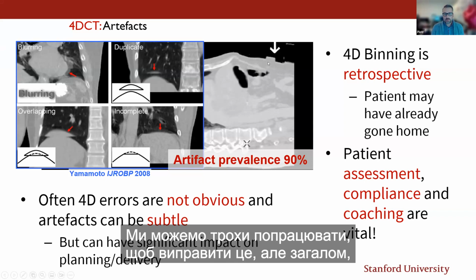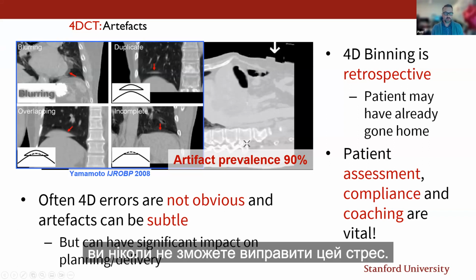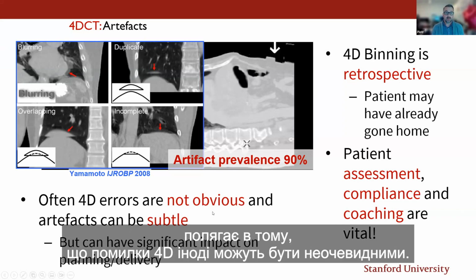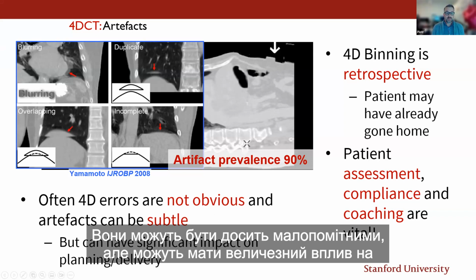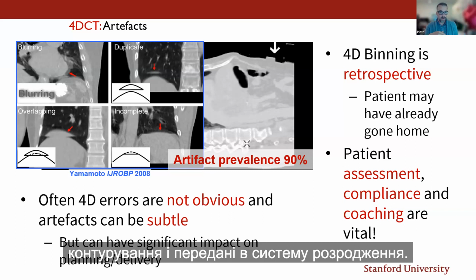There's a little bit of work that we can do to fix them, but in general, if a patient just didn't breathe and there's missing information, you'll never be able to fix that slice. So the one caveat I want to stress is that 4D errors can sometimes be not obvious. They can be pretty subtle, but they can have a huge impact on planning and delivery, because these will get transferred to the physician for contouring and get transferred to the delivery system.